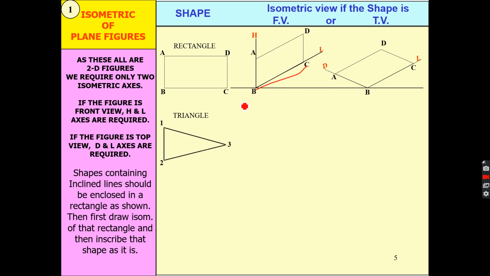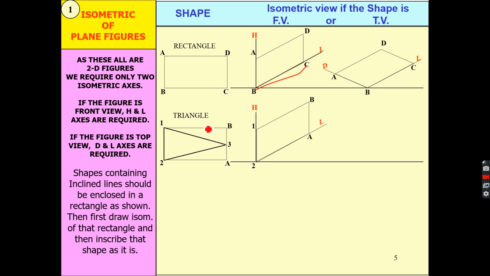Similarly, if there is a triangle, how can you make the isometric view of a triangle in the front view? First, what you have to do is cover it with a rectangle, and you know how to draw an isometric view of a rectangle. Okay, then these 2 points are 1 and 2, and you know the point 3 is the midpoint of A and B.